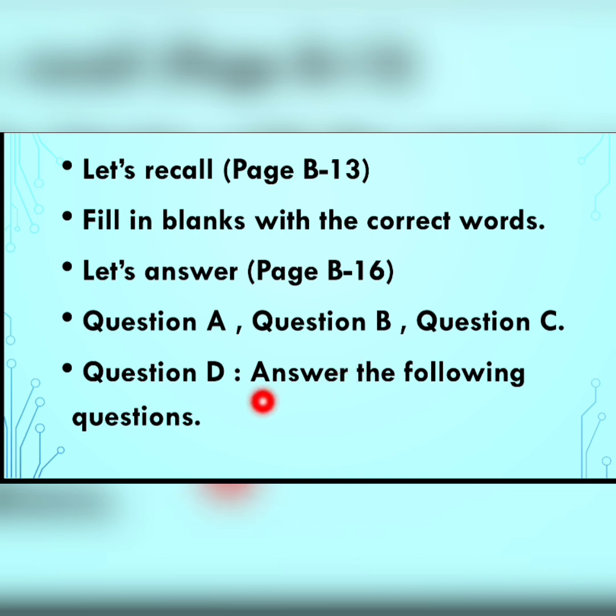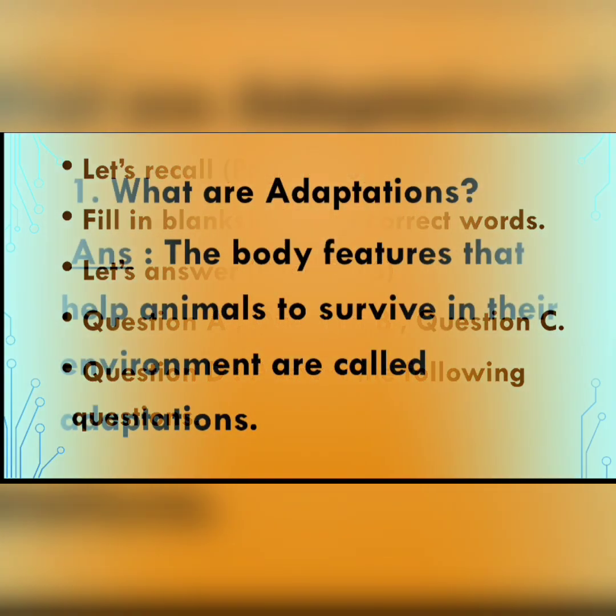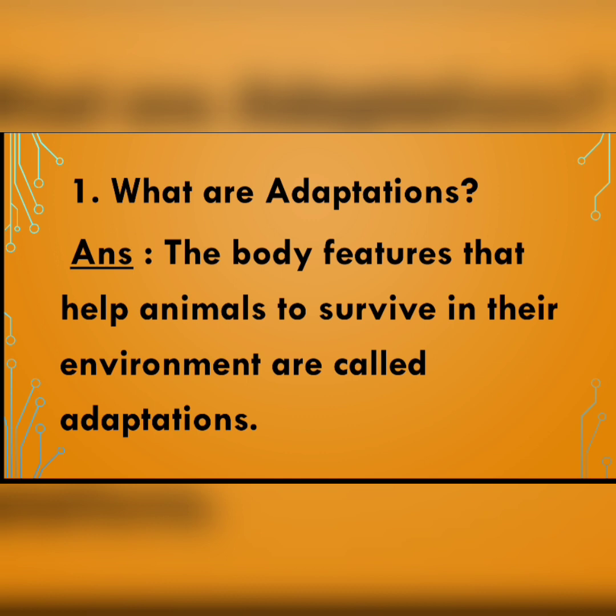Answer the following questions. Today the answers whatever we will discuss, you have to note them down in your CW copy. So let's begin with question number D1. The question is, what are adaptations? The answer is, the body features that help animals to survive in their environment are called adaptations. Okay, this much is the answer of question number D1.